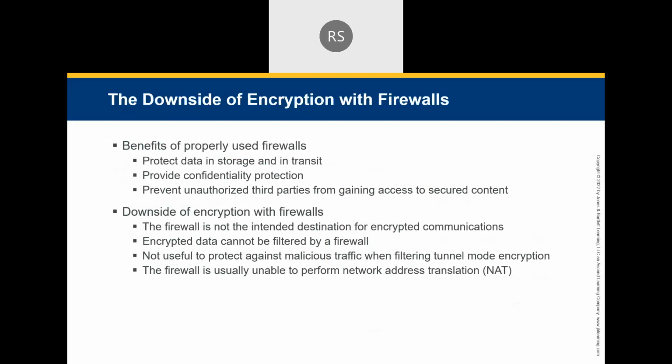It's also not useful to protect against malicious traffic when filtering tunnel mode encryption. When the encryption operates in tunnel mode, the firewall is unable to inspect the encapsulated data, so it limits its ability to protect against malicious traffic within that encrypted tunnel. It also has difficulties performing network address translation. So it usually faces challenges performing NAT for the encrypted traffic. NAT, once again, is a technique used to map private IP addresses to public IP addresses. So it's not as straightforward with encrypted data.